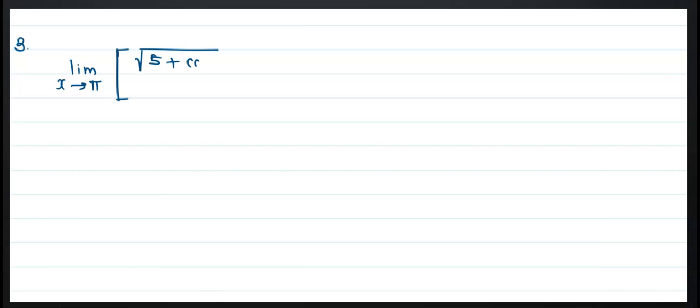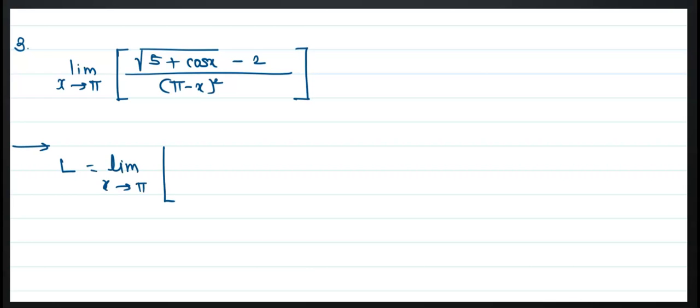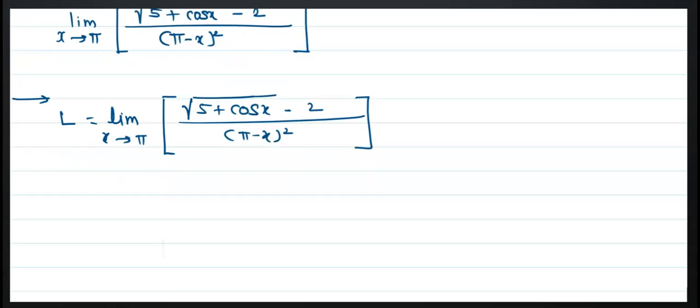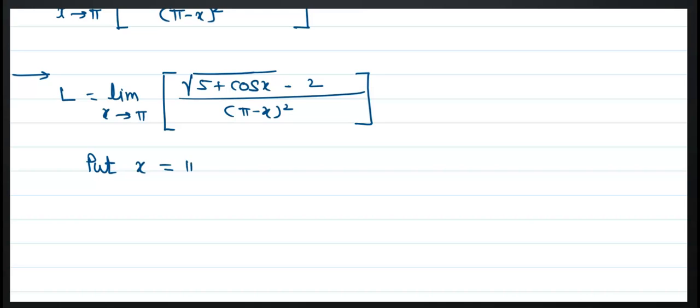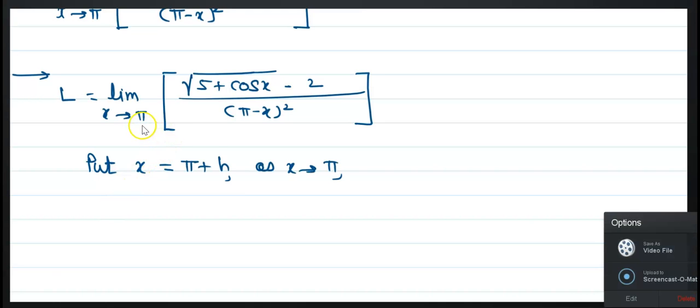Limit x tends to pi of root of 5 plus cos x minus 2 upon the bracket pi minus x squared. Here as x tends to pi, cos of pi is minus 1. 5 minus 1, then you will get 4. Root of 4 is 2.